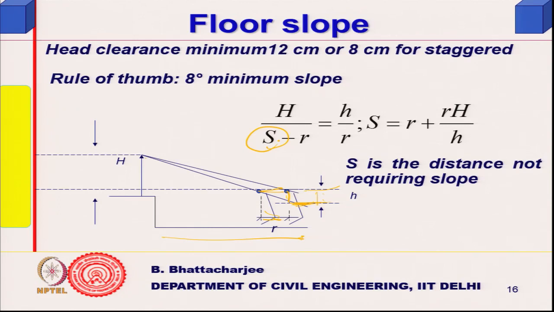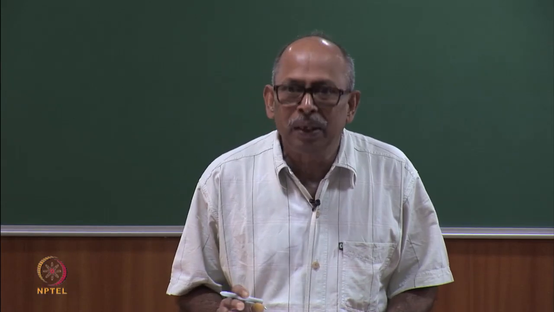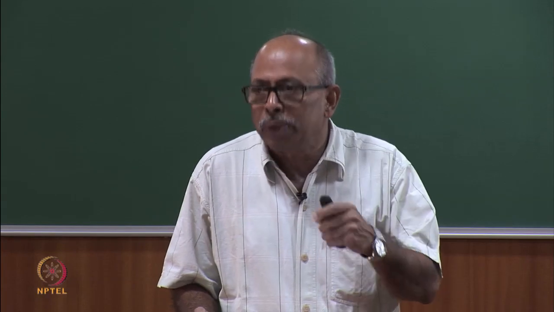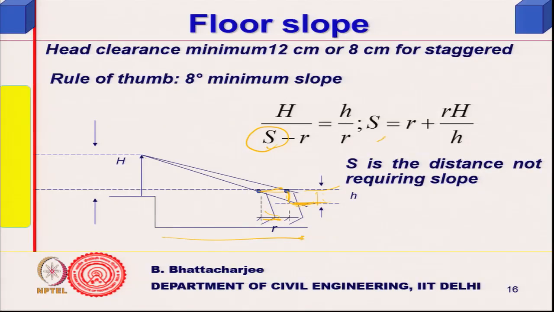For example, here they have provided a slope right from the beginning; I am not very sure this was necessary. This is just intuitive, without going into the thinking part of it. It looks nice, that is not a problem, but you can avoid providing slope up to a certain distance, right. This distance is S, the distance up to which I do not need slope. So, up to this distance let us say I do not need slope. S minus R is this distance, (S minus R) divided by H must equal R divided by S, or h by (S minus R) equals H by R.